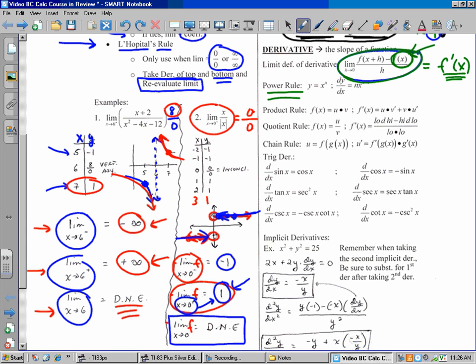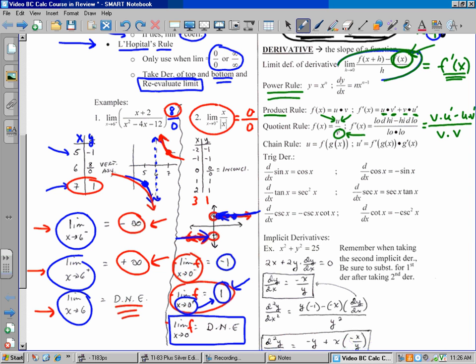The power rule, I hope you know the power rule: bring down the exponent and then subtract 1 from the exponent. So that's that. The product rule is the first times the derivative of the second plus the second times the derivative of the first. The quotient rule is low d high, the derivative of u, minus high d low, the derivative of v, all over low low. All right, so low d high minus high d low all over low low.